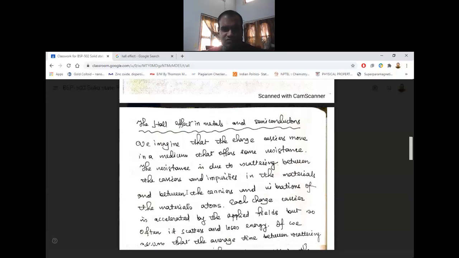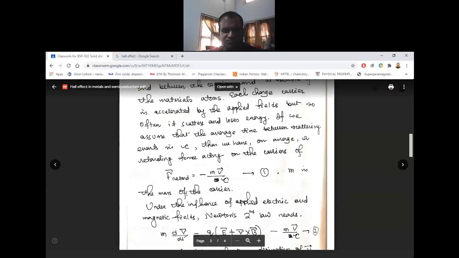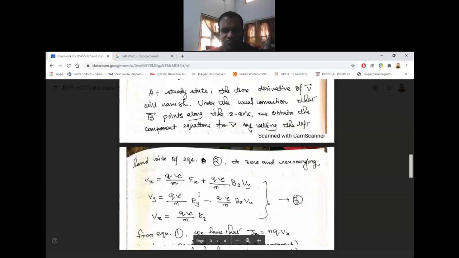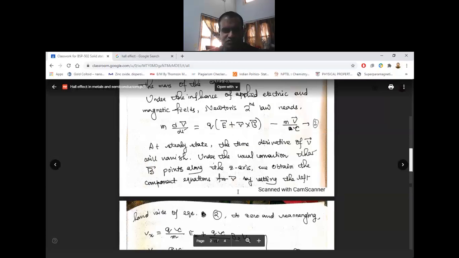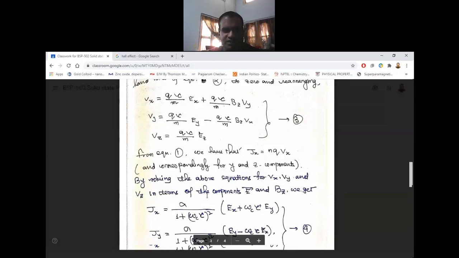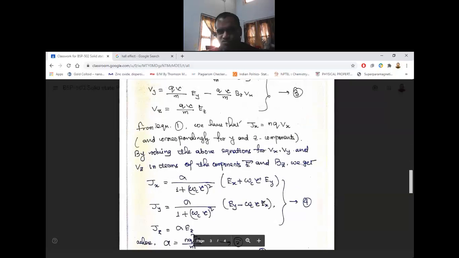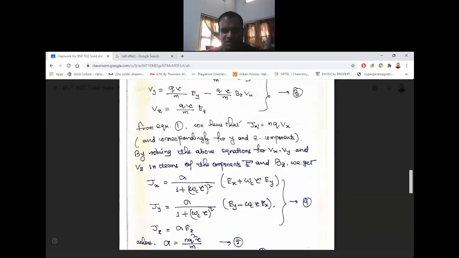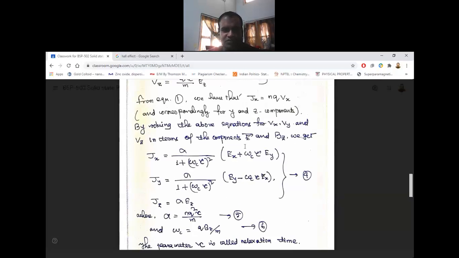Anyway, that was some Hall effect in metals and semiconductors, a little bit mathematical. The retardation force, then the total force, and how Vx, Vy, Vz come, I will try to show you separately in a different calculation. This one is not actually equation 1, because equation 1 is from the original note. There you can write Jx is equal to nq Vx.